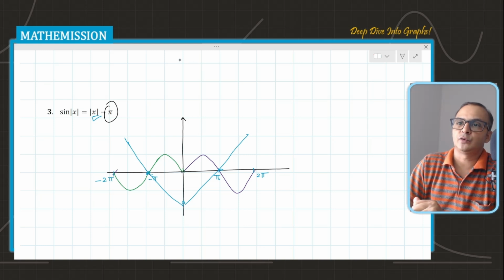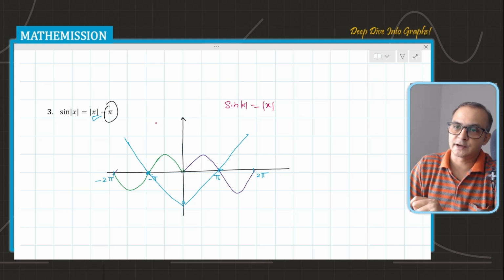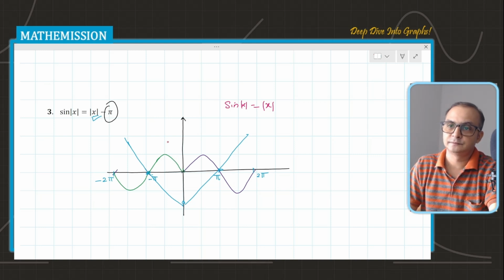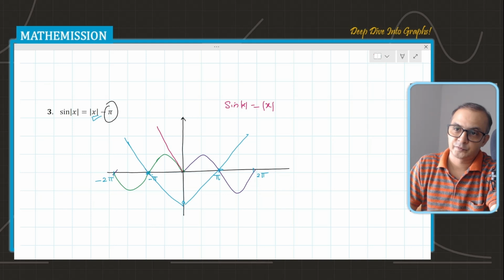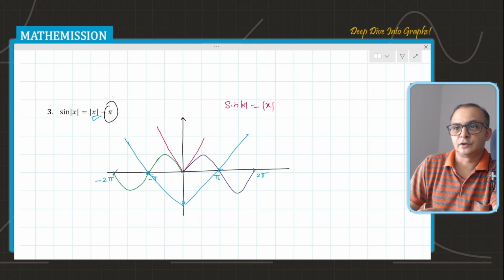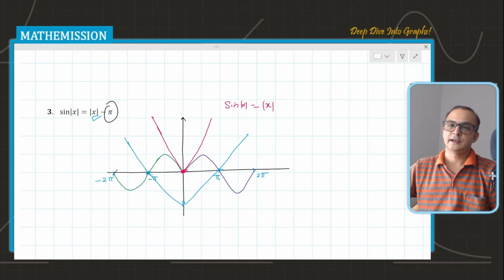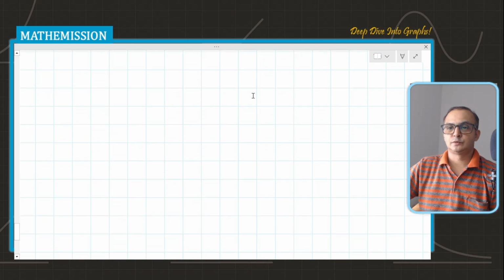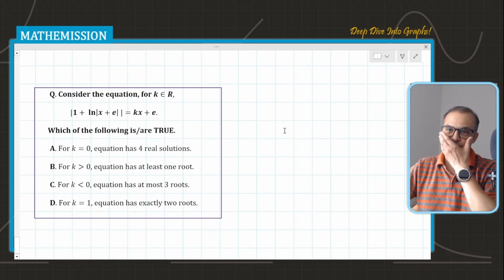Suppose I want to keep this not pi, I want to keep this sine of mod x is equal to mod x, then what will happen? The mod x graph will look like that, and the x is always above sine x for whatever angle. So it will go like this. And so this is only one solution we have. Anyway, let's move to this giant question.